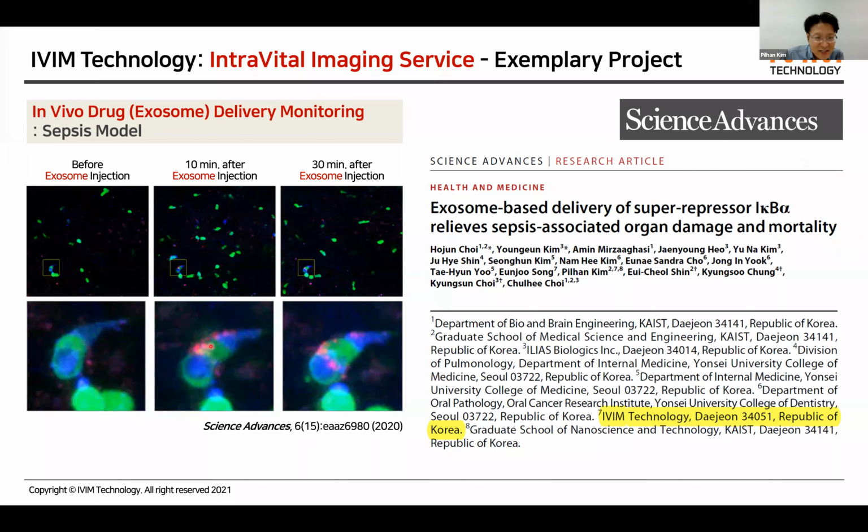In this data, as you can see, 10 minutes after the exosome injection, this red exosome is attached to the surface of the target cell. And then at 30 minutes after the exosome injection, it is internalized into this cell. So this is a definitive demonstration of the targeting efficacy of this exosome to the target cell. And it happens very quickly, after only 30 minutes.